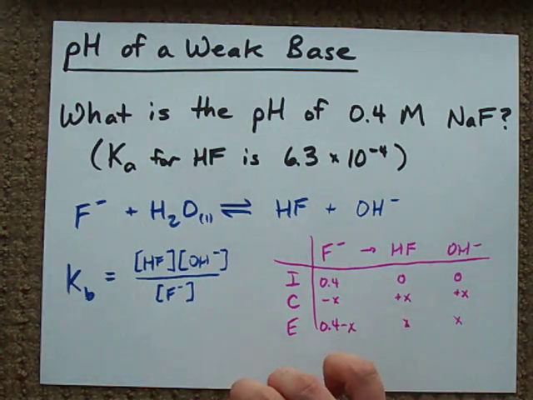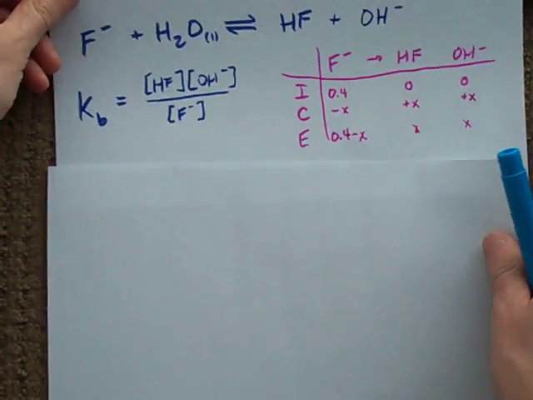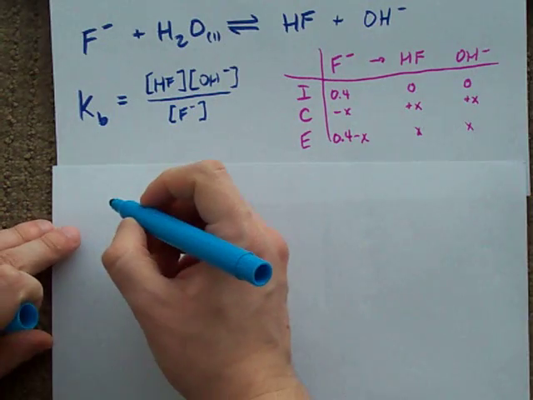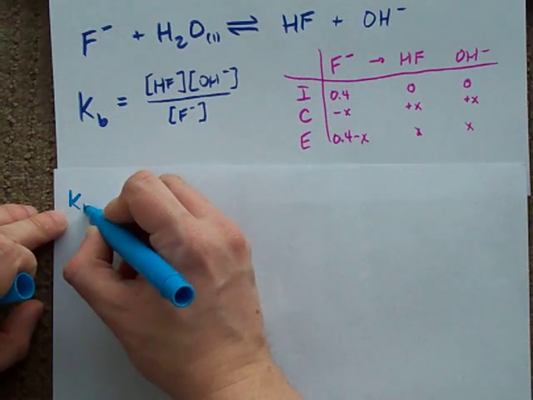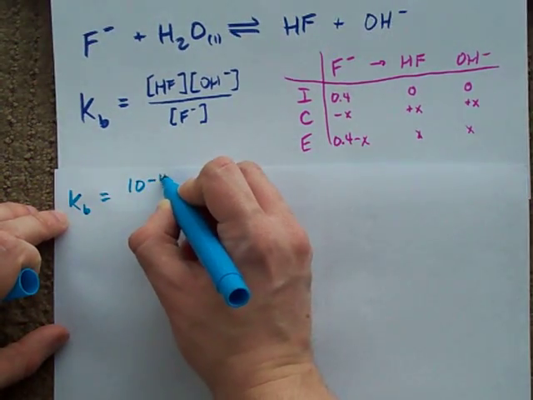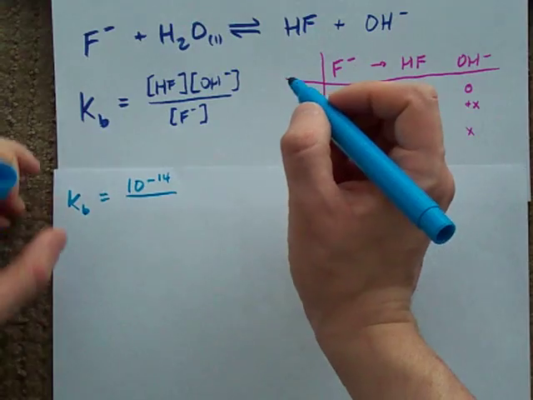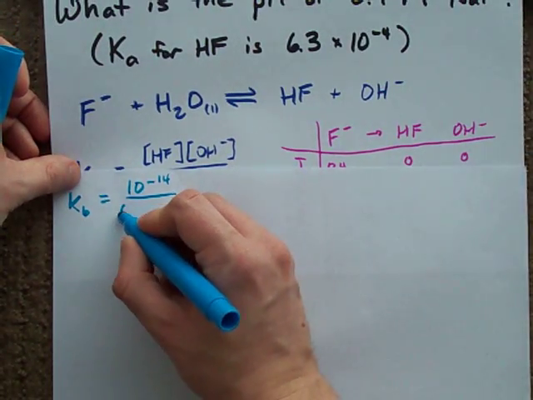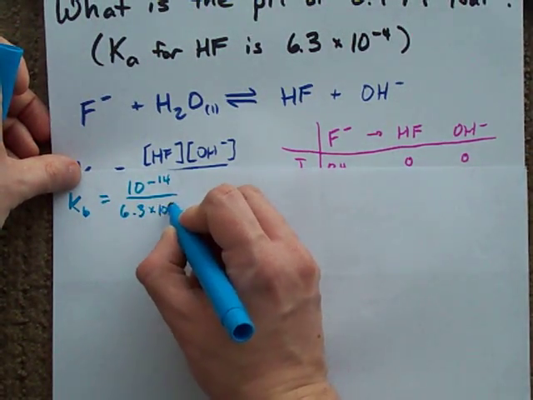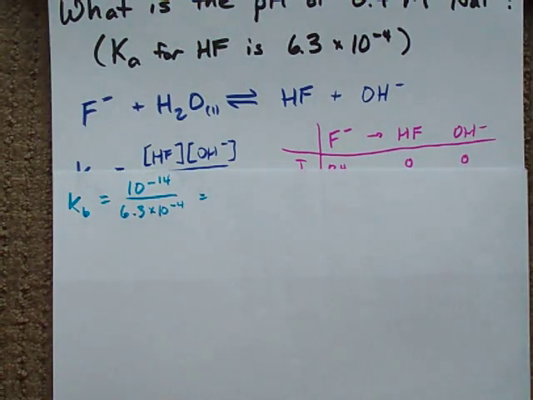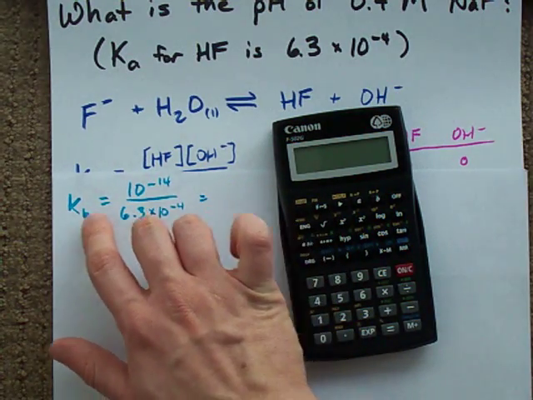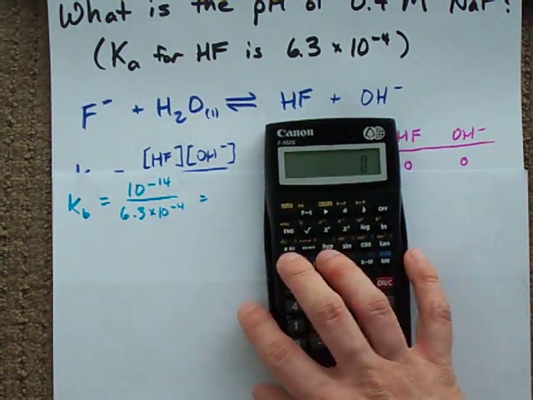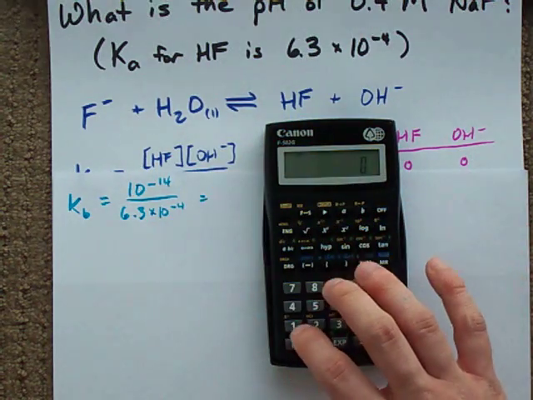Oh, I feel a substitution coming on. Kb, oh, I don't know Kb. I guess I'm going to have to figure it out on my own. Kb is 10 to the negative 14, that's Kw, divided by the Ka. I can't believe I almost overlooked that, eh? You've got to be able to use this equation, this 10 to the negative 14 divided by Ka, in order to get Kb, and vice versa.